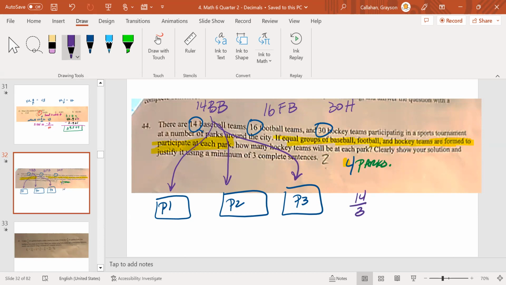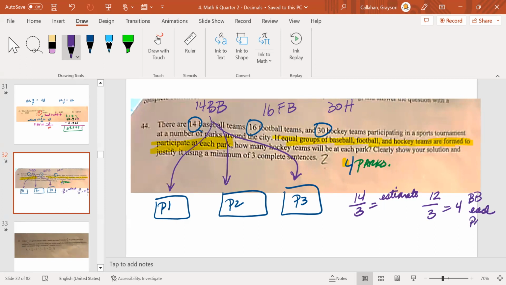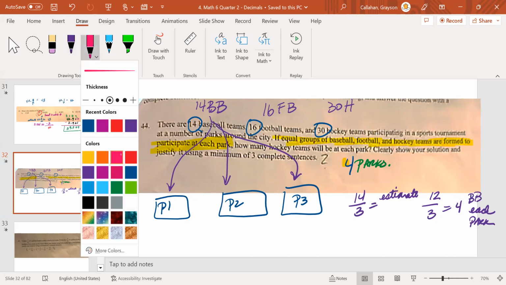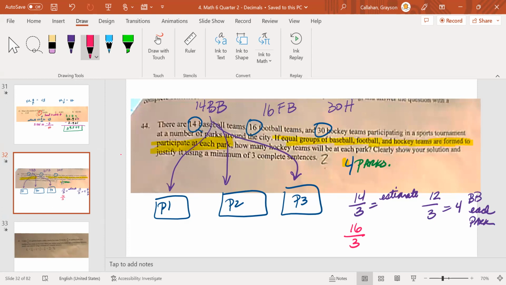So if you have 14 divided by 3, if you're to do an estimate, I would say an estimate of 14 will be 12 divided by 3, which is 4, which means 4 baseball teams will be at each park, right? Then you also have 16 football teams. Divided into the 3 parks, it's not going to give me a perfect number, but if I were to estimate it, I could estimate 16 to 15 divided by 3, which gives me 5 football teams at each park, right?